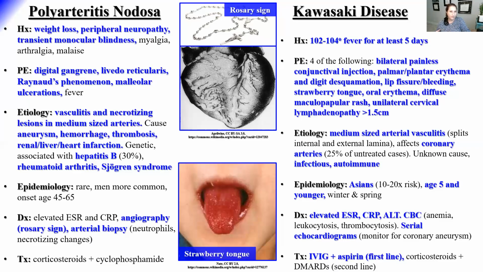We may see the nonspecific inflammatory markers, SED rate, CRP. They may also have an elevation in liver enzymes. Treatment for this one is kind of interesting. So we have immunoglobulins and aspirin. Remember, we don't normally give aspirin to kids because it can cause Reye syndrome, but aspirin is actually the first-line treatment for Kawasaki's disease.